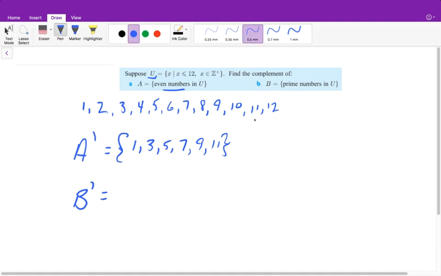So the set B talks about all the prime numbers. I'm going to change the color. All the prime numbers in our universe. Well, the prime numbers are numbers whose only factors are 1 and itself.